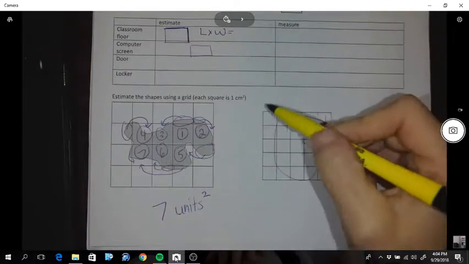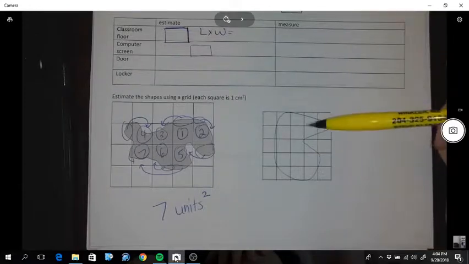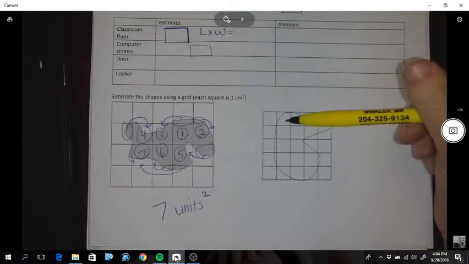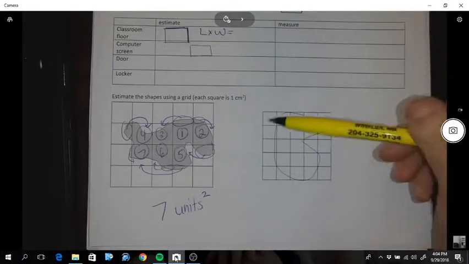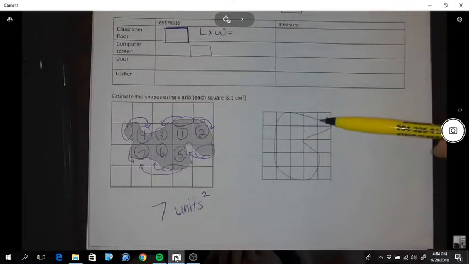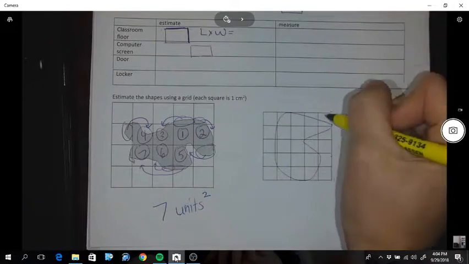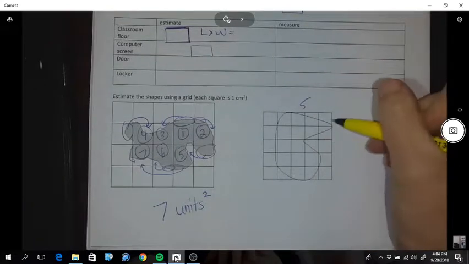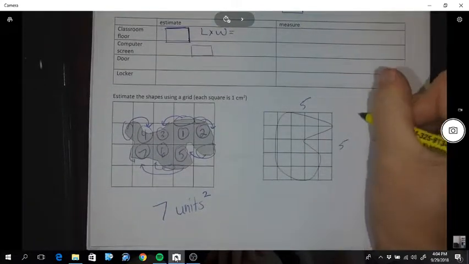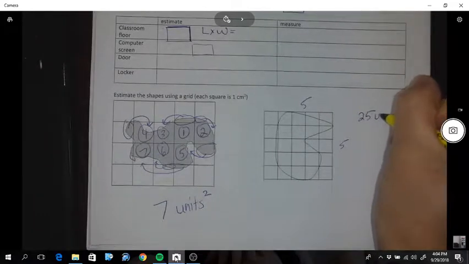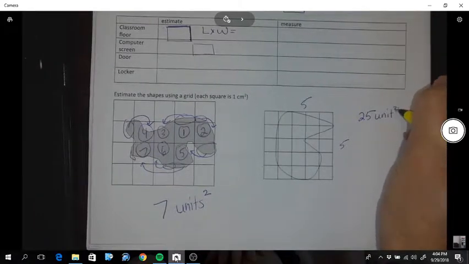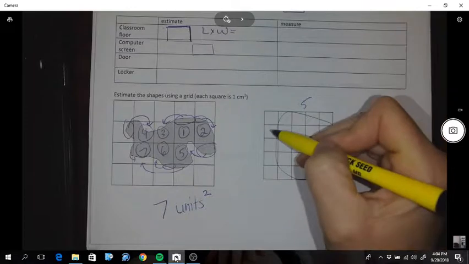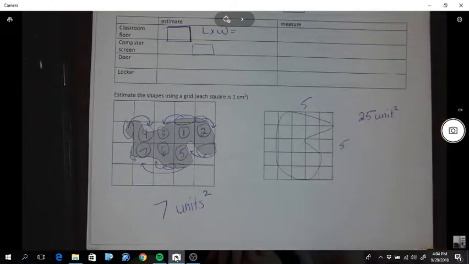Okay, same thing with this. If you want, you can go how many are in there, or if this object looks easier to say how many are on the outside, you could subtract it off of 1, 2, 3, 4, 5. So this is a 5 by 5. So the whole thing is 25 square units. So if you want to see how many spaces you could be on the outside, you would subtract that off.